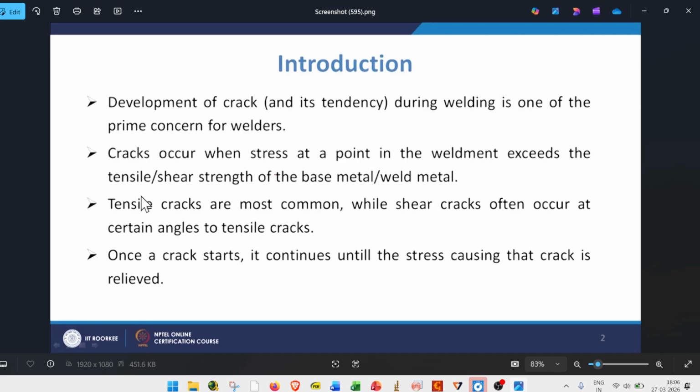Cracks occur when the stress at a point in the weld exceeds the tensile or shear strength of the base metal or weld material. Tensile cracking is most common, while shear cracks often occur at a certain angle to the tensile cracking. So cracks only appear when tensile or shear stresses are present. Once the crack has started, it continues until the stress causing the crack is relieved.